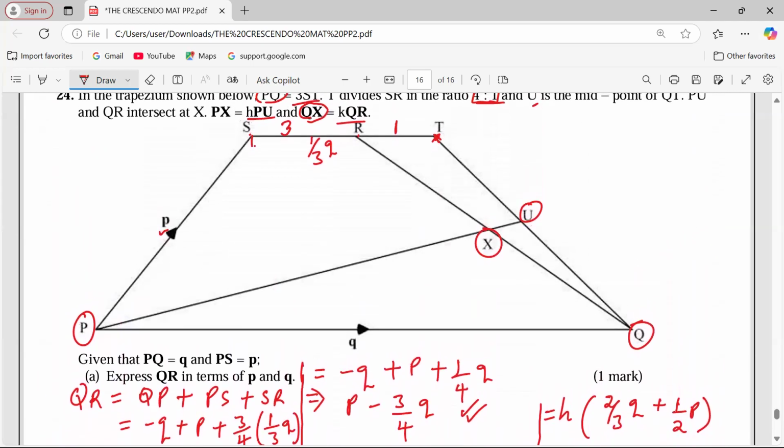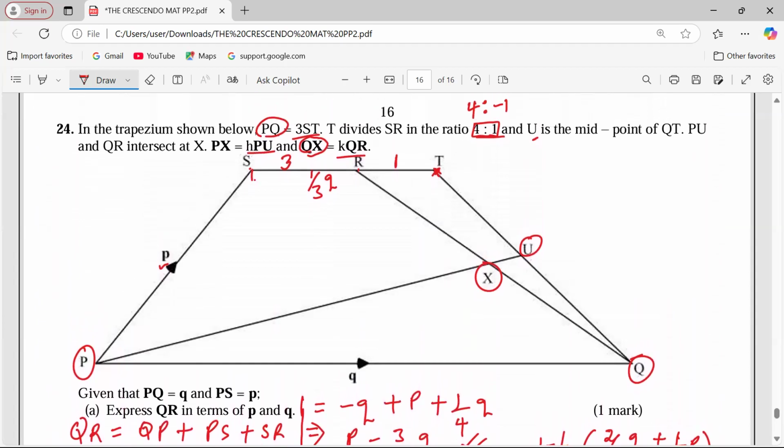So we need to know which constant relates these two. We know that QX equals k, and remember constant k is 12/25 of QR. So from Q to X, we get 12 proportions out of the 25 proportions of Q to R, which means if it's out of 25, then we remain with 13 here.